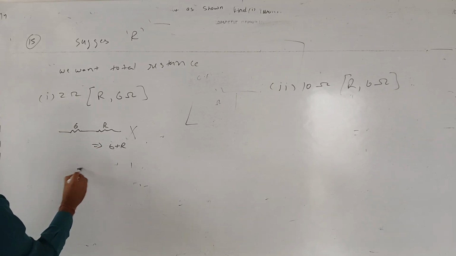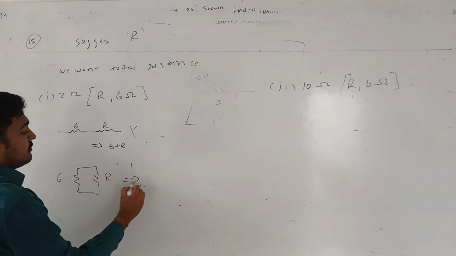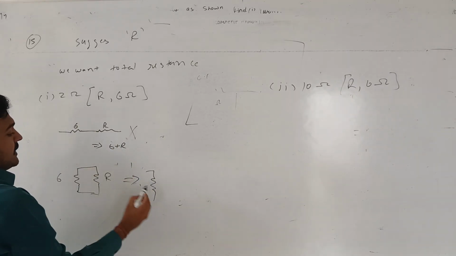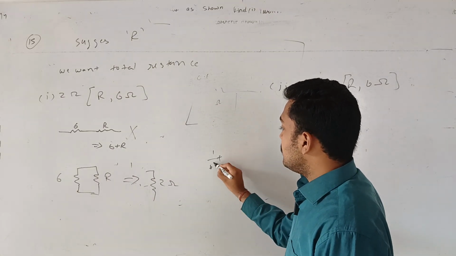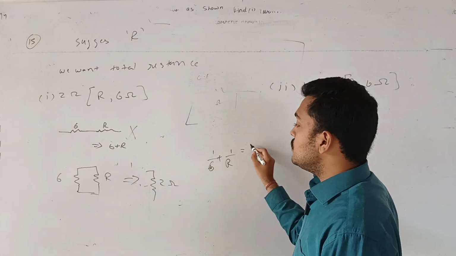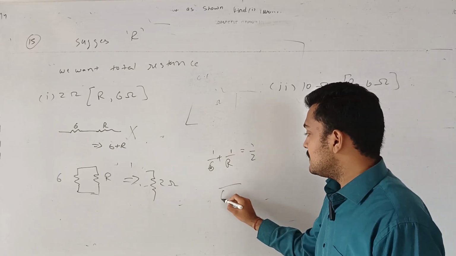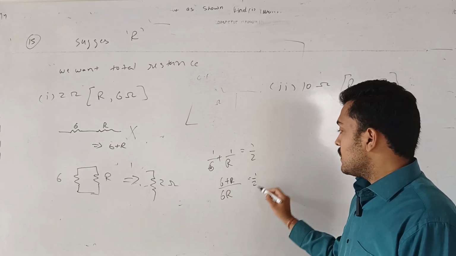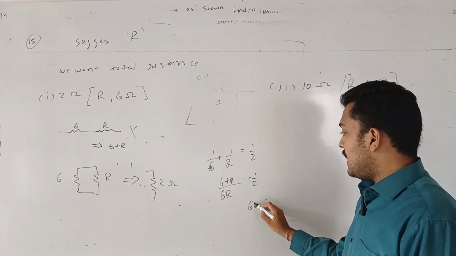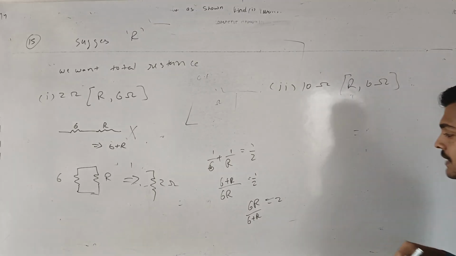We'll attach 6 and R in parallel. We want the resultant as 2 ohm. So here we can apply the equation: 1 by 6 plus 1 by R must be equal to 1 by 2. Therefore, here the LCM is 6R. So (6 plus R) by 6R is equal to 1 by 2. So we'll get 6R divided by 6 plus R is equal to 2.